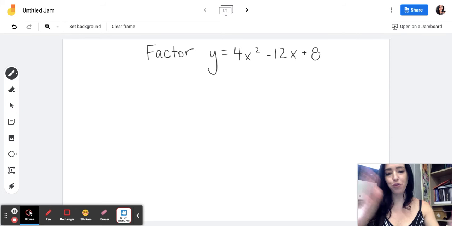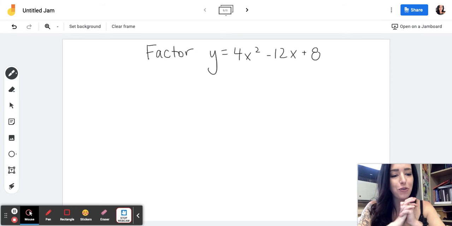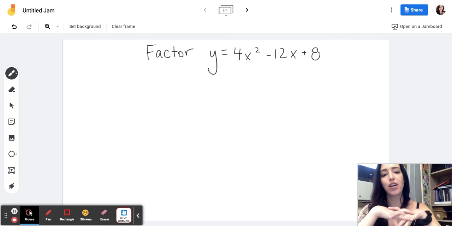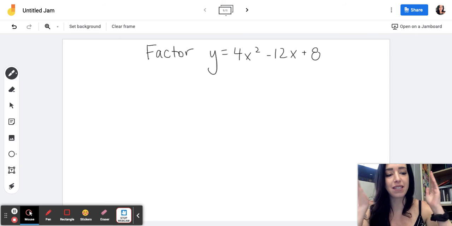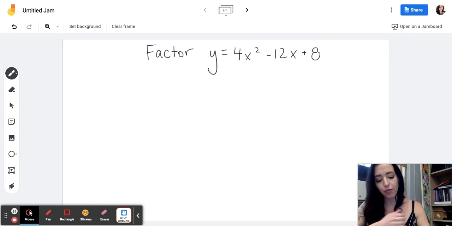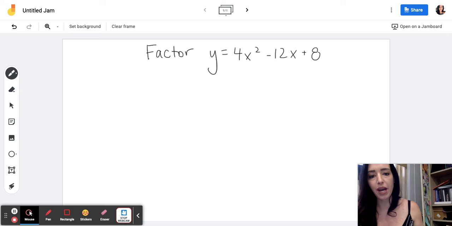Hey guys, if you are watching this video, it means you wanted to challenge yourself and figure out how to factor a quadratic function in standard form when a does not equal 1. All right, so if we see here, we have y equals 4x squared minus 12x plus 8.